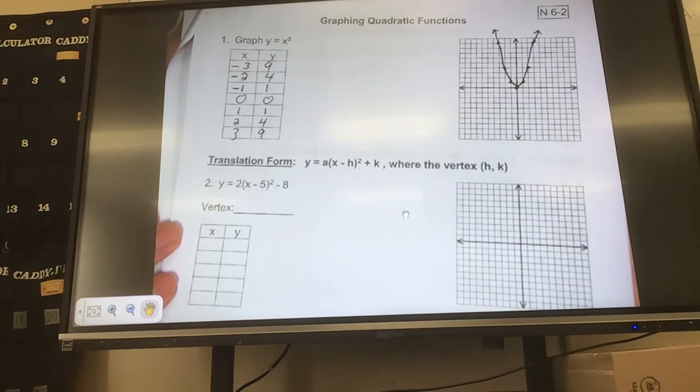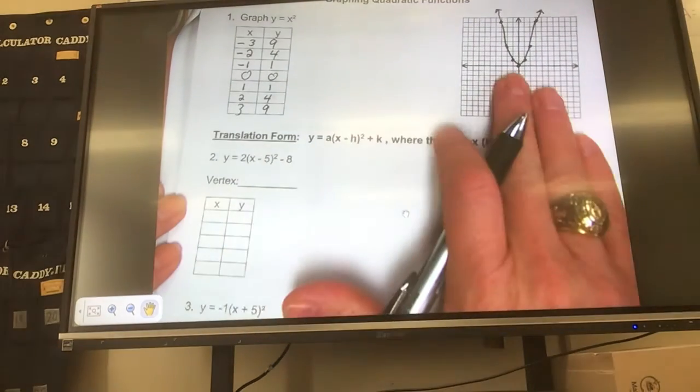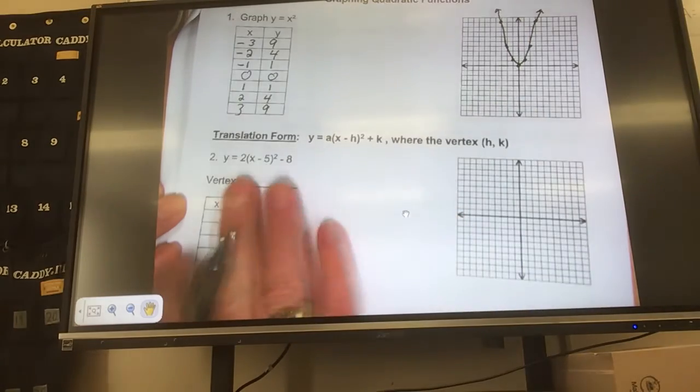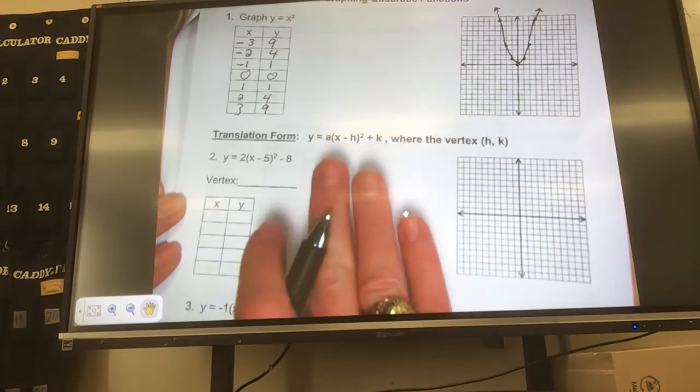Okay, translations. We talked a little bit yesterday about translations and that you do the opposite of what your folks say in the house and do exactly what your friends say outside the house. That's what this stuff is. This is translations of the parent. So it's taking our parent, doing some things to it to move it around.